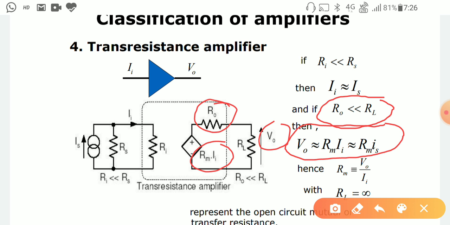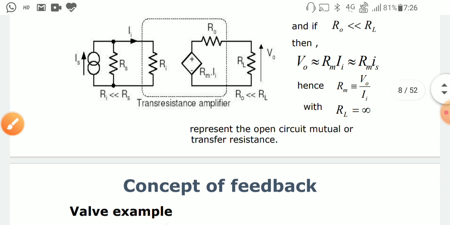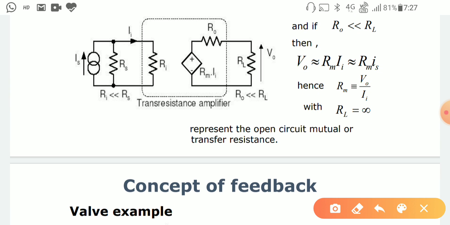So this is an important term also to represent the transresistance amplifier. The ratio for the transresistance amplifier will be Rm equal to V0 by Ii, and it occurs when RL tends to infinity, that is, it works just like an open circuit. Okay, so these are the kinds of amplifier.